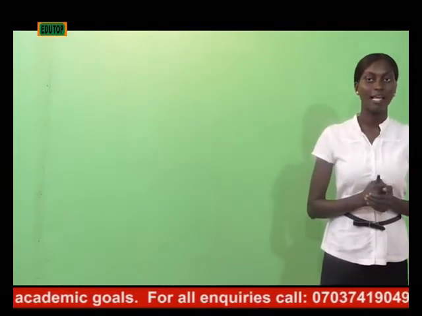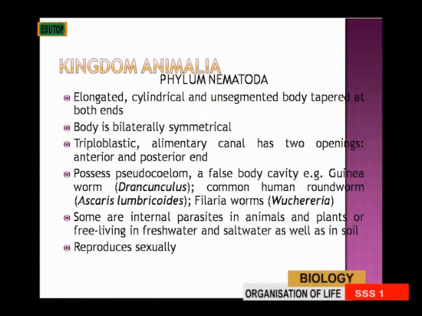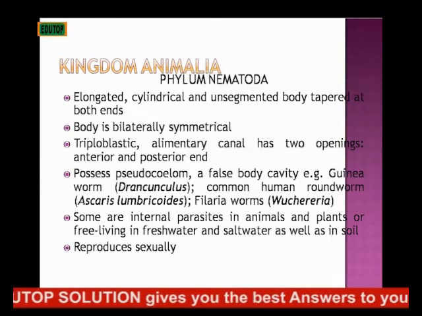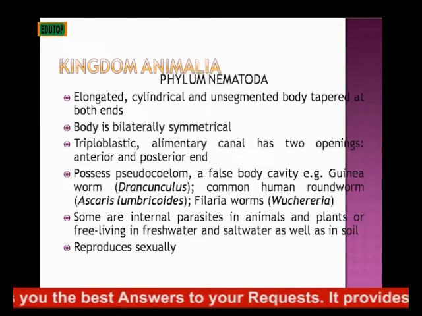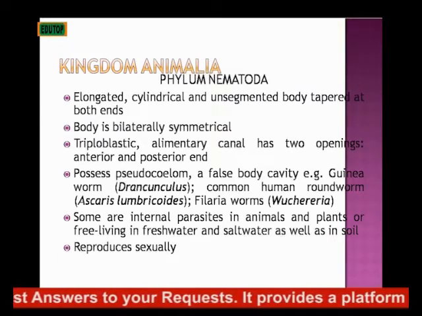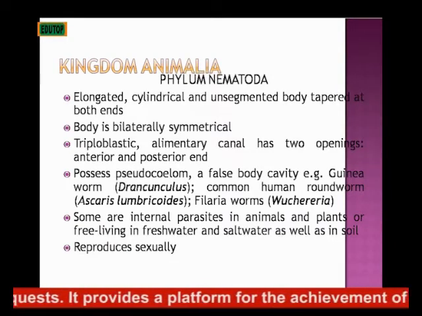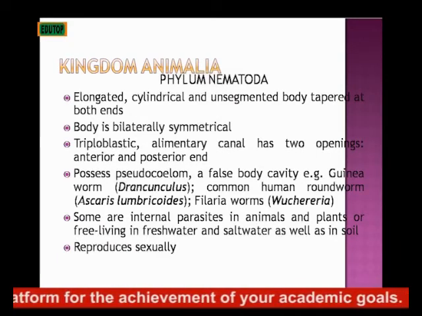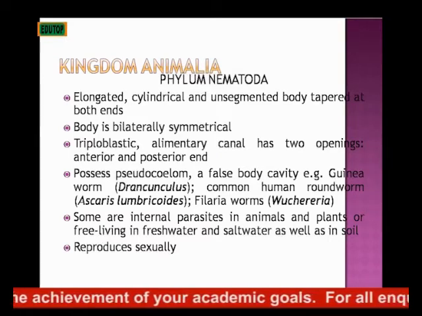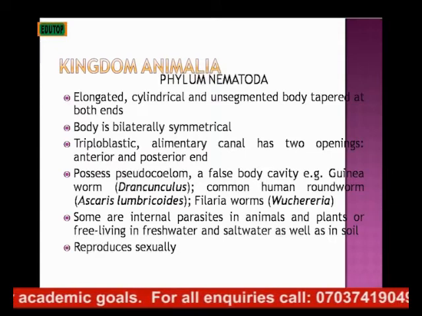We move to the third phylum, phylum Nematoda. Nematodes have an elongated, cylindrical and unsegmented body, which is tapered at both ends. So you have something like this tapering at both ends. Their body is bilaterally symmetrical. They are also triploblastic, that is, they have the endoderm, the mesoderm, and the ectoderm. But in this case, their alimentary canal has two openings, the anterior and the posterior end. They don't just have the mouth, they have openings at both ends.